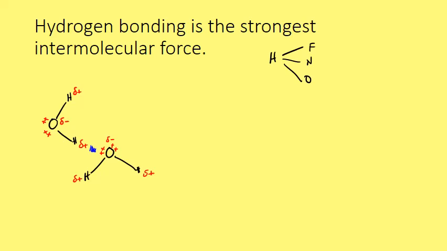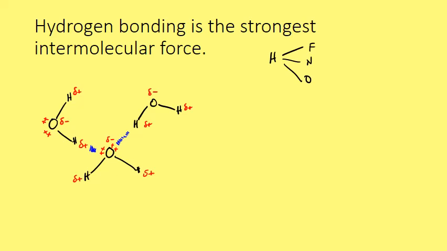We'll do that one more time to illustrate it. So we've got another water molecule that might be positioned like so. And in the same way, this hydrogen atom is going to be delta positive, as with the other one. The oxygen is going to be delta negative. And we've got an electrostatic attraction between this lone pair and this hydrogen atom of the other water molecule.